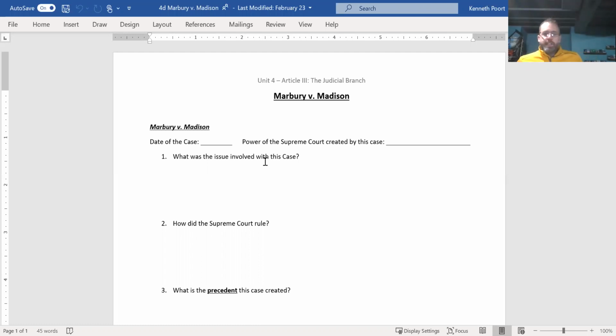All right, so what was the issue involved in the case? The issue involved was whether or not the Supreme Court could rule on giving Marbury his power to be a judge. Okay, so that was the issue involved, whether or not the Supreme Court had the power to say, yep, you're a judge, all right, or no, you can't be a judge. Kind of overrule the president there.